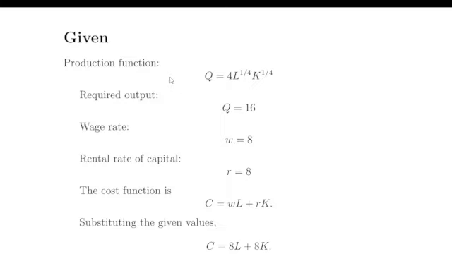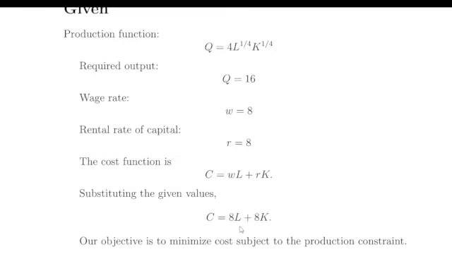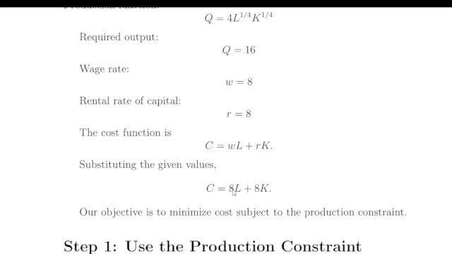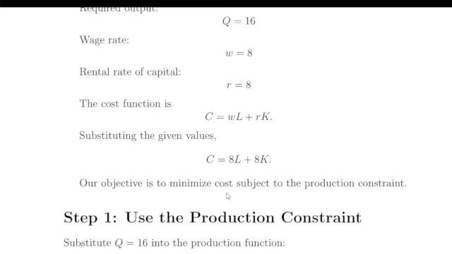In this video, we're given the production function Q equals 4L to the 1/4 power times K to the 1/4 power. And we want Q to be 16, the wage rate to be 8, the rental rate of capital is 8. So the cost function is just WL plus RK. We substitute W and R to be 8 and get C is equal to 8L plus 8K. So we want to minimize this function given the constraint.